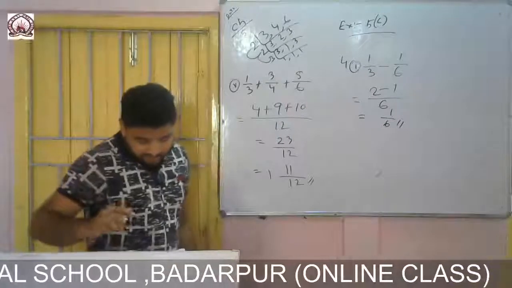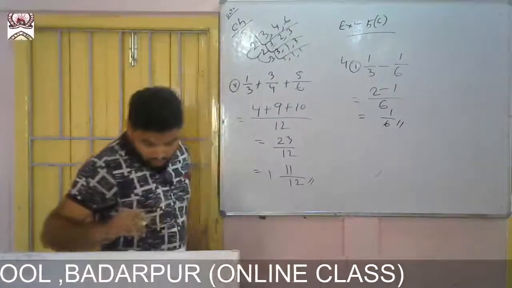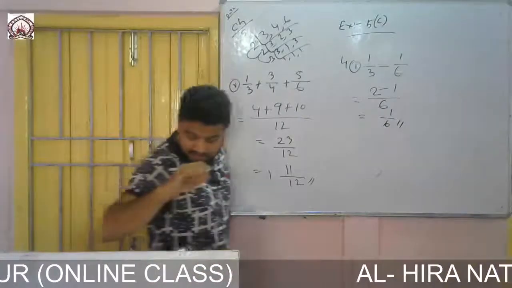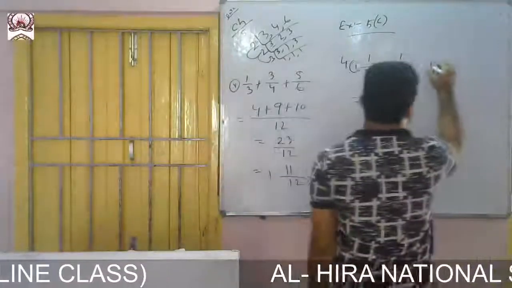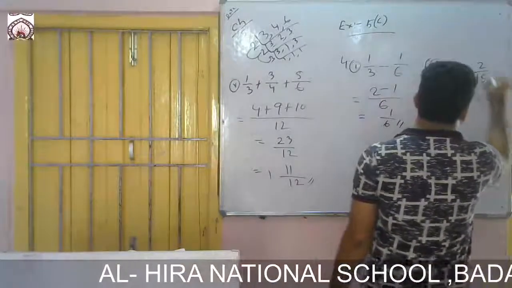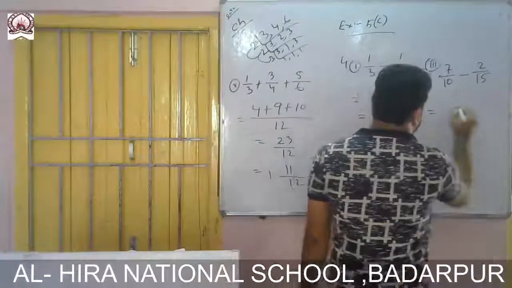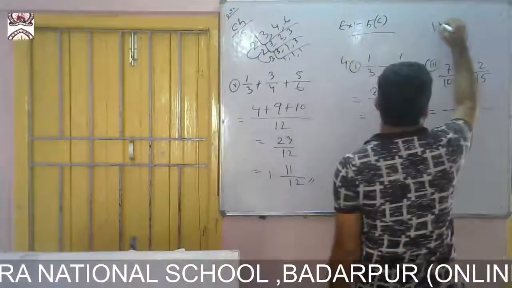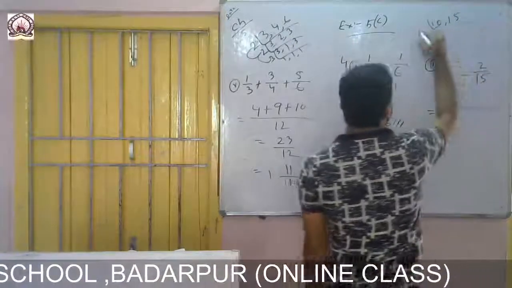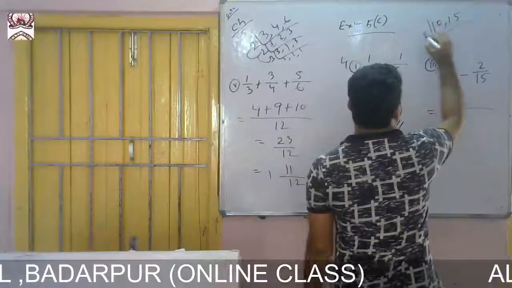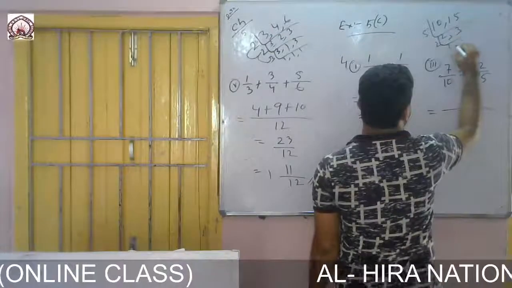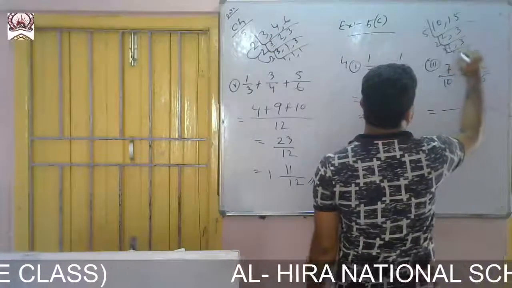Now come to question number 3. What is question number 3? 7 by 10 minus 2 by 15. If you take the LCM of 10 and 15, since we cannot divide, I shall take the LCM. With 5 2s are 10, 5 3s are 15. With 2 1s are 2, then remain 3, again with 3 1s are 3.